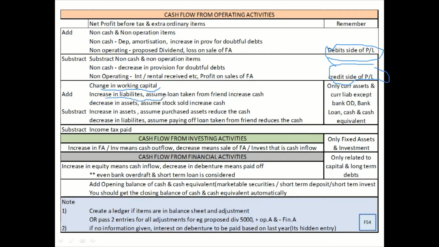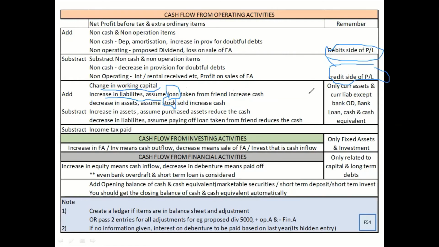Increase in liabilities, I always consider this loan as an assumption. It doesn't mean loan is a part of your operating activity. If it's a bank loan, I told you it is financial activity. So only for understanding or to make no mistake, I consider loan and stock. Stock also I considered all the time for understanding the asset and liability impact, whether it increases or decreases.